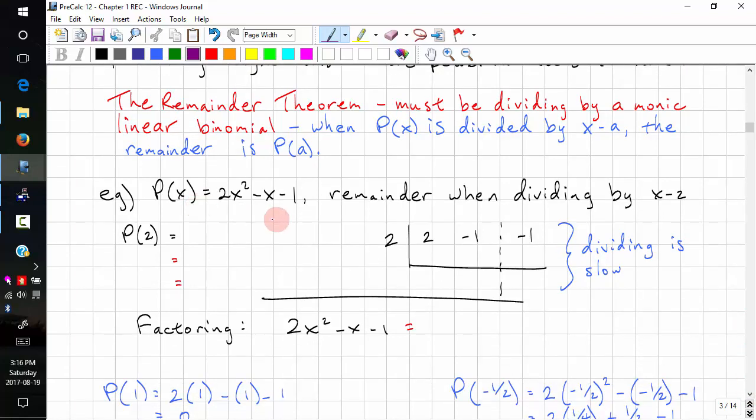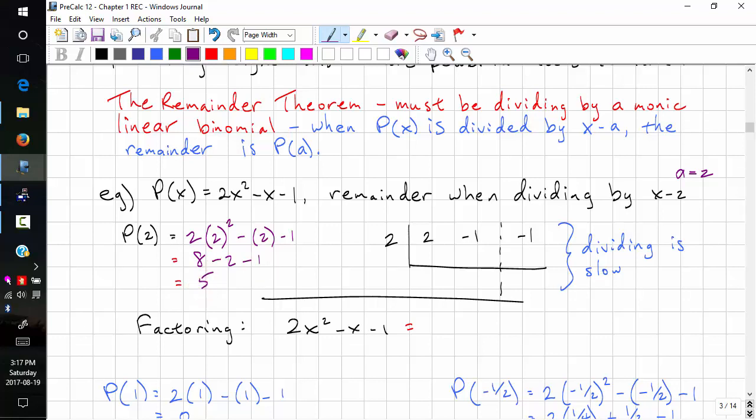We have p of x equals 2x squared minus x minus 1, and we calculate the remainder when dividing by x minus 2. So a equals 2. So we need p of 2. We substitute our parameter 2 with brackets: 2 times (2) squared, minus (2), minus 1. The brackets become more important when we're dealing with negatives. So 2 times 4 is 8, minus 2 minus 1, so that's 5.